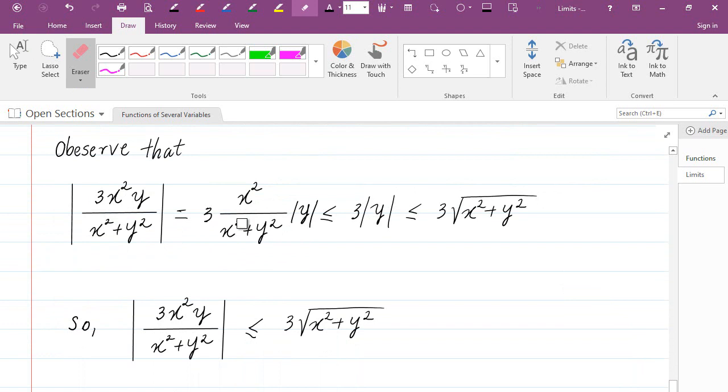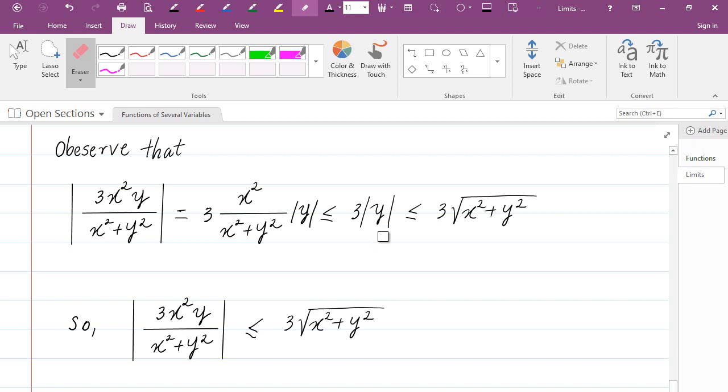The reason I could do that is because x squared and x squared plus y squared are all non-negative, so I don't need to put an absolute value sign here. Now, clearly the fraction x squared over x squared plus y squared is less than or equal to 1, because the numerator is smaller than the denominator. So as a result, I see that this is less than 3 times the absolute value of y.